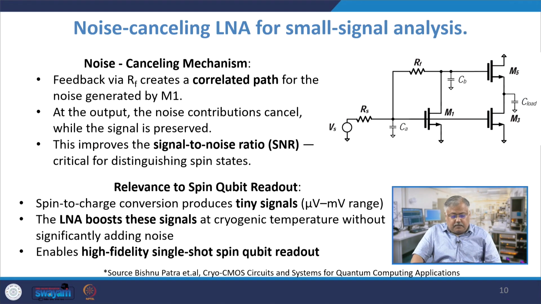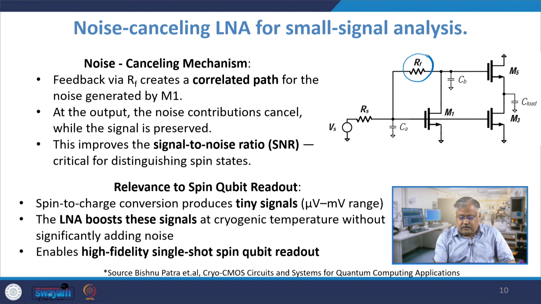Okay. Now, let me come to a noise cancelling LNA for small signal analysis, the same thing we will continue. So, what does RF do? It provides a correlated path for the noise generated by M1. So, any M1 generated noise goes through a feedback loop, and at the output, the noise contributions cancel while the signal is preserved, right, and therefore, it improves the signal to noise ratio for determining the state of or distinguishing the spin states.